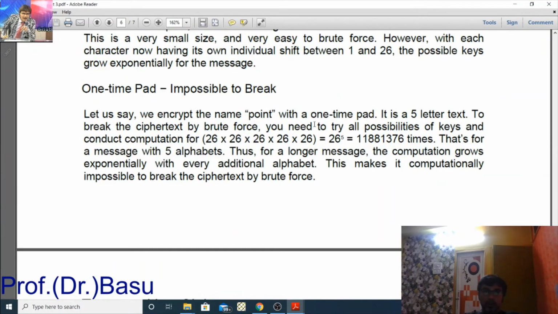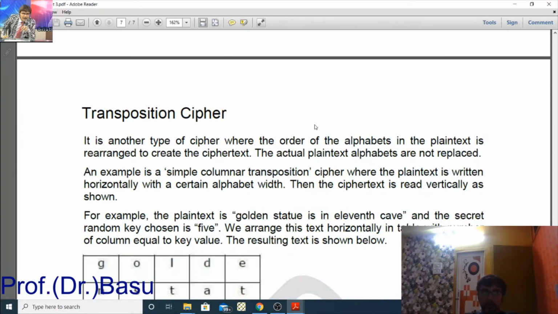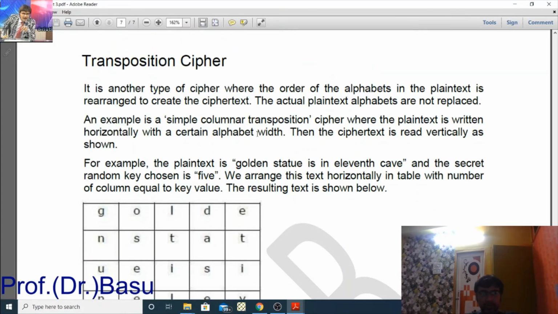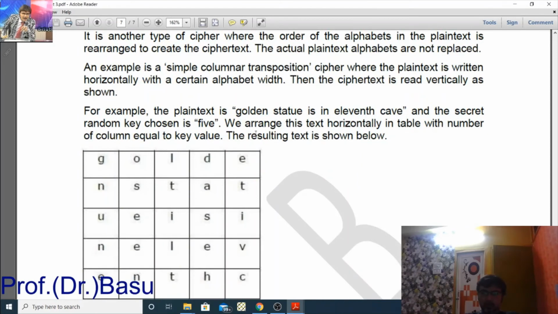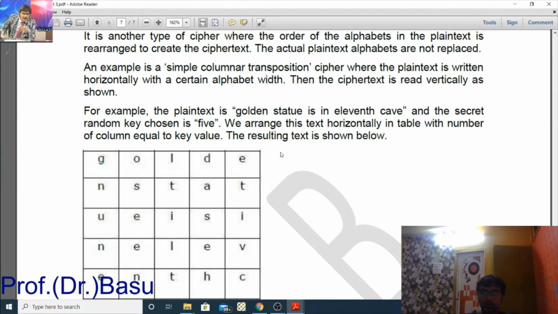So as far as the earlier systems of cryptography are concerned, next comes the transposition cipher. Here we get a transposition. How? See, for example, the plain text is: golden statue is in 11th cave.